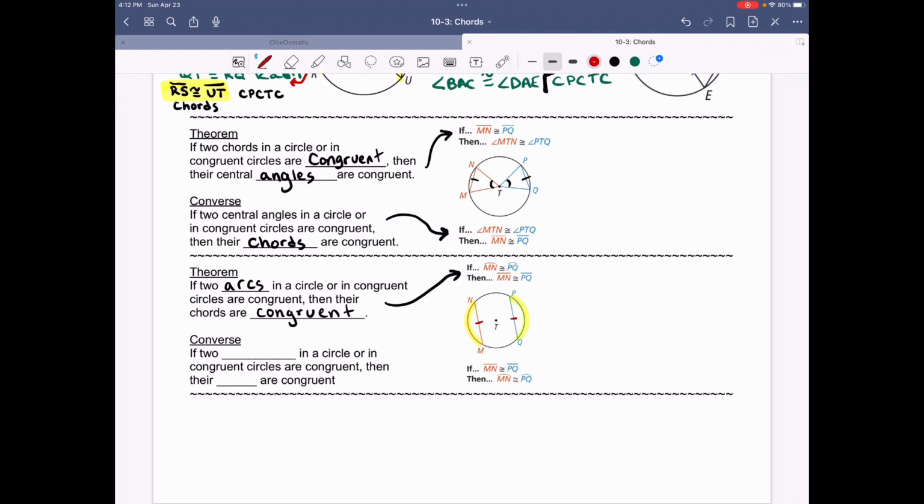If two chords in a circle or in congruent circles are congruent, then their arcs are congruent. When you're ready, turn your page.